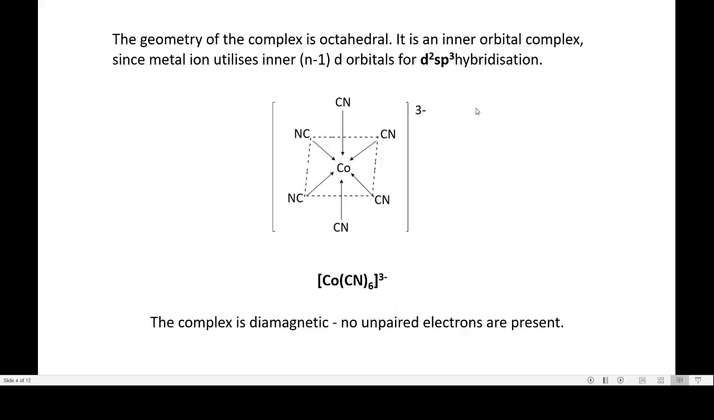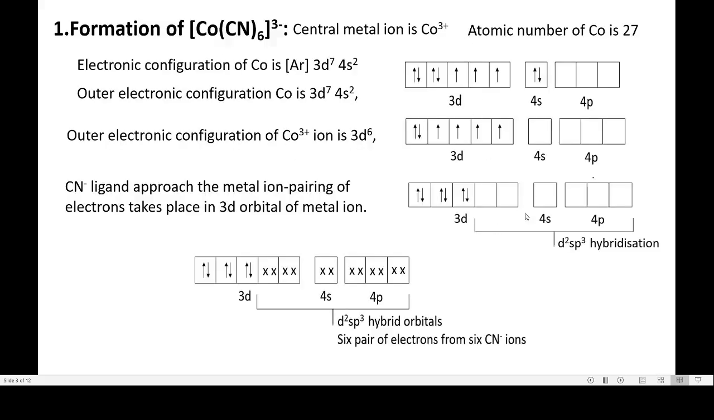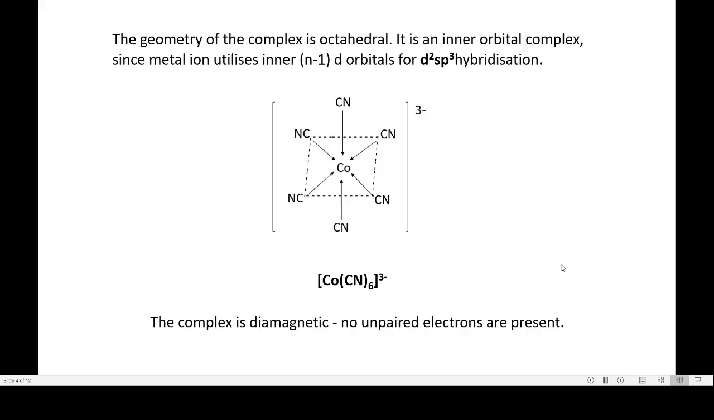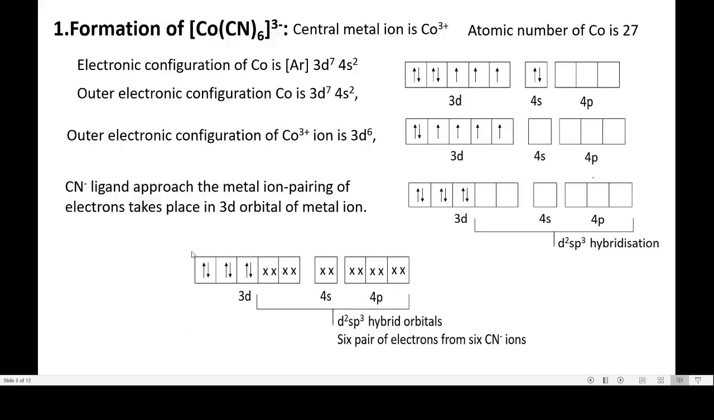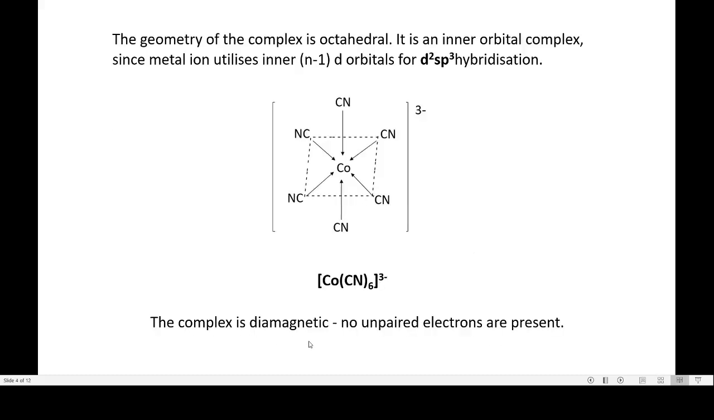It is an inner orbital complex since it utilizes inner, that is (n-1) d orbitals for d2sp3 hybridization. Also there are no unpaired electrons, so the complex is diamagnetic.